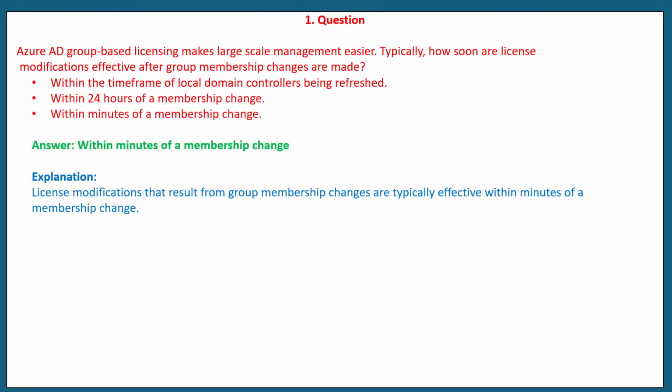Question number 1. Azure AD group-based licensing makes large-scale management easier. Typically, how soon are license modifications effective after group membership changes are made? There are three options in this question. Within the time frame of local domain controllers being refreshed, within 24 hours of membership change, within minutes of membership change. Answer is within minutes of a membership change. So the explanation for this answer is license modifications that result from group membership changes are typically effective within minutes of membership change.